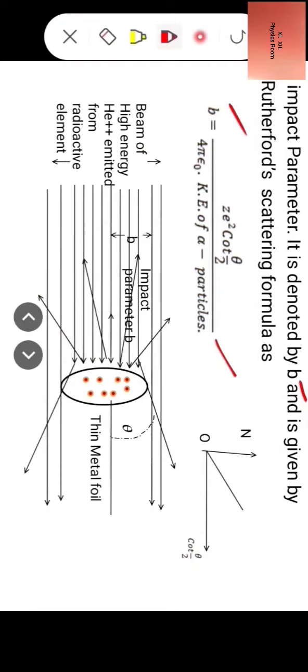And when the number of particles scattered versus cot theta by 2 graph was plotted, it came out to be a straight line. Here you can see the impact parameter is from this particle going straight to the particle undergoing 180-degree deviation. So the perpendicular distance between these two lines is called the impact parameter, and theta is the scattering angle.